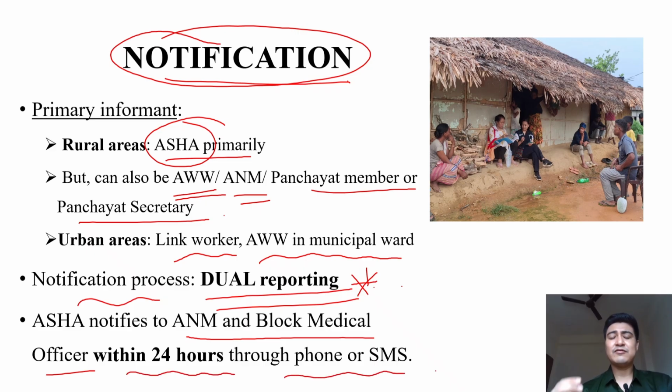This is the first difference between the two death reviews. So in case of child death reviews, there is dual reporting. The ASHAs will report it to the ANM as well as the block medical officer. Why this difference is there, we will be discussing in the next few slides. Okay, now let us go on to the next slide.